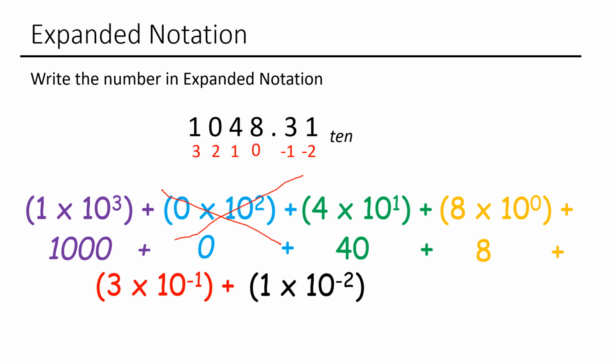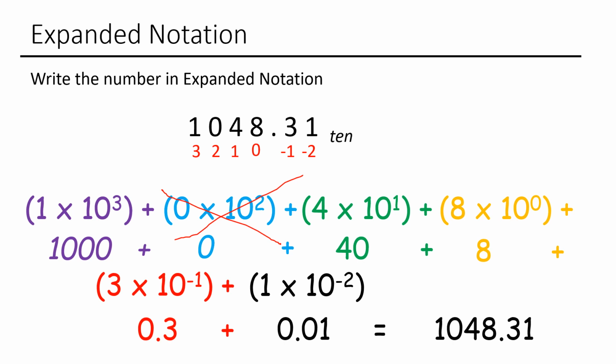10 to the -1 is 0.1. And then 0.1 times 3 is 0.3. And then this would be 0.01. Now, if you take a calculator and add all of these numbers together, you will get 1048.31, which is exactly what we started with. So I just wanted to prove to you that that's how that expanded notation works. So let's take a look at another example of how this works in a different base.